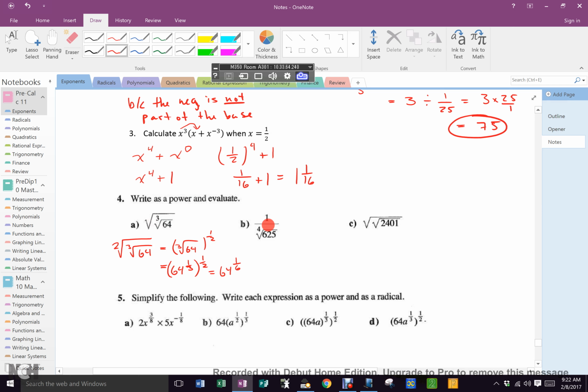This, as a power, is 625 to the 1/4, yes? But since it's in the denominator, it must be the negative 1/4. Yeah? And then to evaluate it, it's 1 over the 4th root of 625, which is 1/5. Because 5 times 5 times 5 times 5 is 625. Good? Kelvin? I'm sorry? Yes, 5 to the negative 1 is also okay for a power. Absolutely.